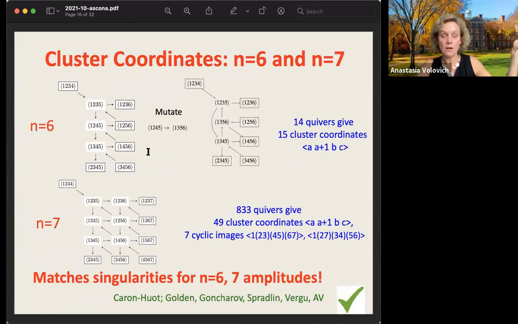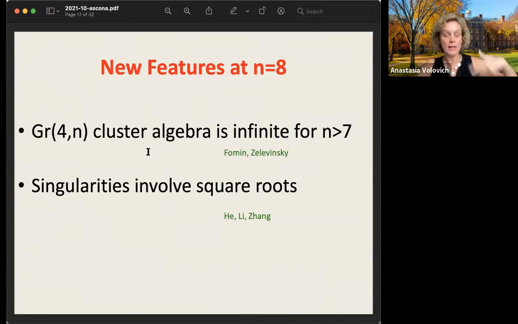So here you see there are only 15, and here there are only 49 for 6 and 7, and it becomes infinite. So in fact, there's a theorem by Fomin and Zelevinsky. It turns out if you can mutate the quiver such that the quiver looks like an ADE Dynkin diagram, then the number of cluster variables is finite. So for 4 and 8, one can play a little bit and see that you don't get the Dynkin diagram. So, okay, that's one issue.